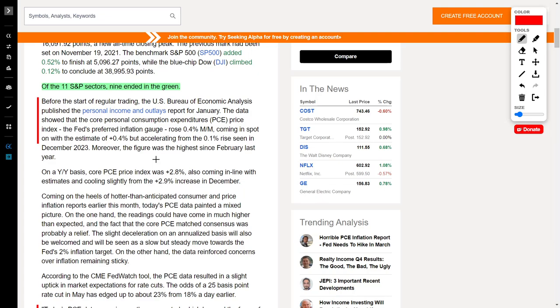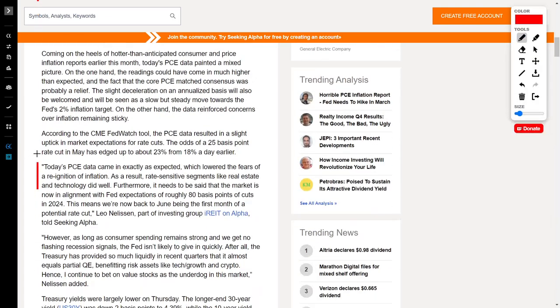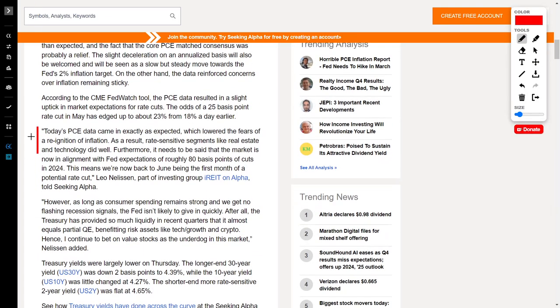And according to the Core Personal Consumption Expenditures Price Index, also known as the PCE, it rose by around 0.4% month over month. And that comes in spot on with estimates, which predicted that it would come in at 0.4%. Therefore, investors were excited about this because it gives the Federal Reserve some wiggle room and the opportunity to potentially lower interest rates later in the year. To quote straight from the article, it says, quote, "Today's PCE data came in exactly as expected, which lowered the fears of reignition of inflation. As a result, rate-sensitive segments like real estate and technology did well."